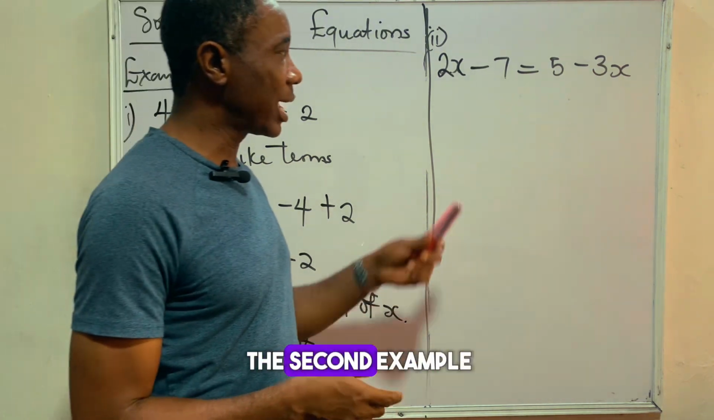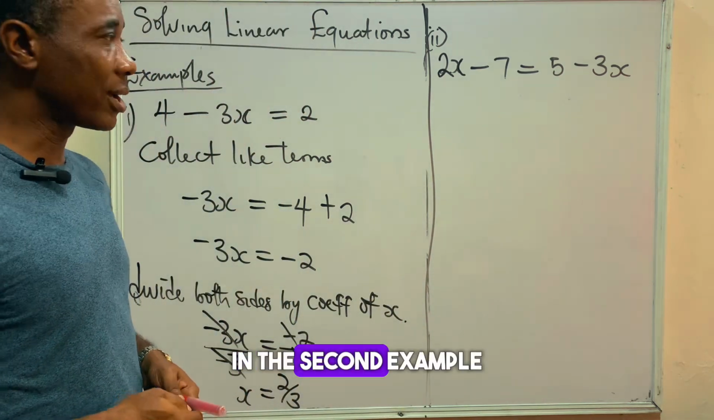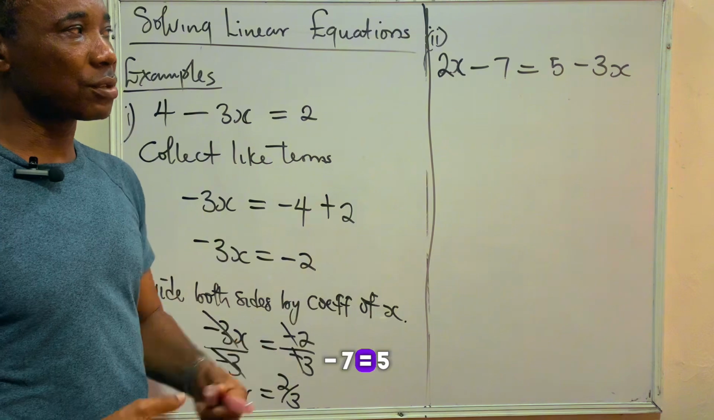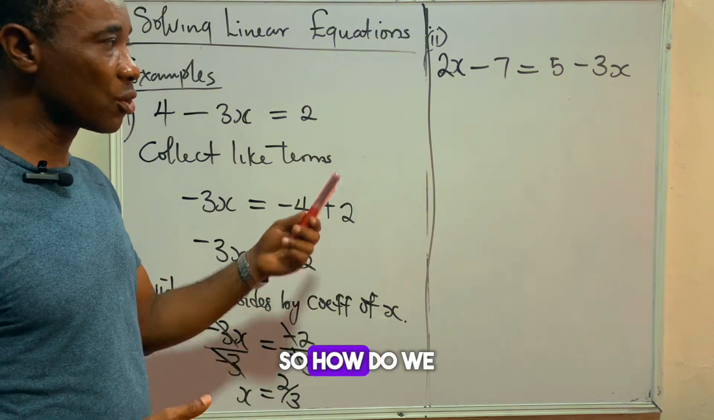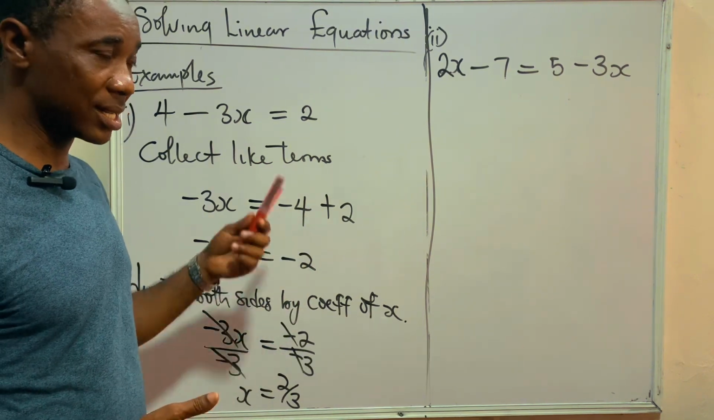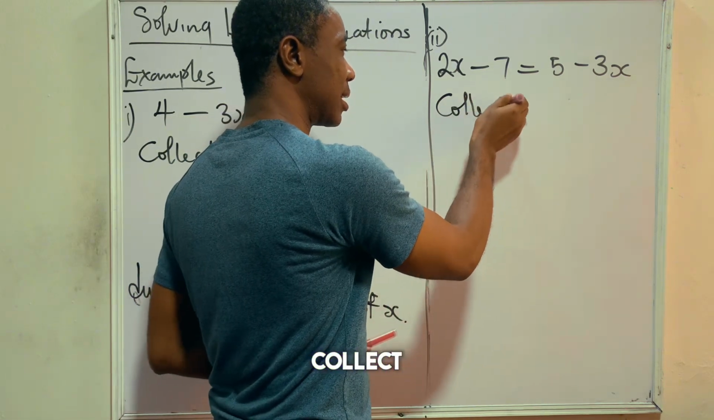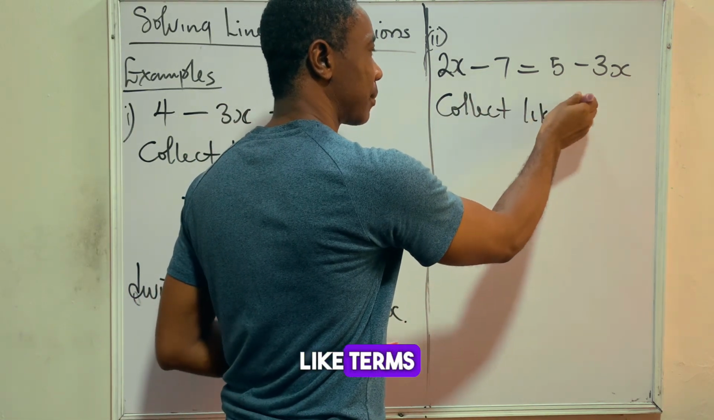Now let's look at the second example. In the second example, you have 2x minus 7 equals 5 minus 3x. So how do we begin to solve this question? The same approach, you collect like terms. That's the first thing you do.